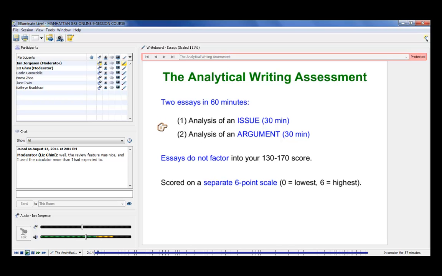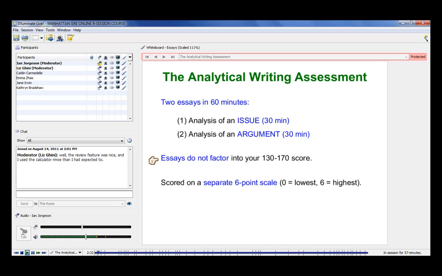So quick reminder about the essays. You're going to get 2 essays. One's the issue, one's the argument. Each is 30 minutes long for a grand total of an hour. Those essays come first. They're not extremely important because they don't factor into your overall score.